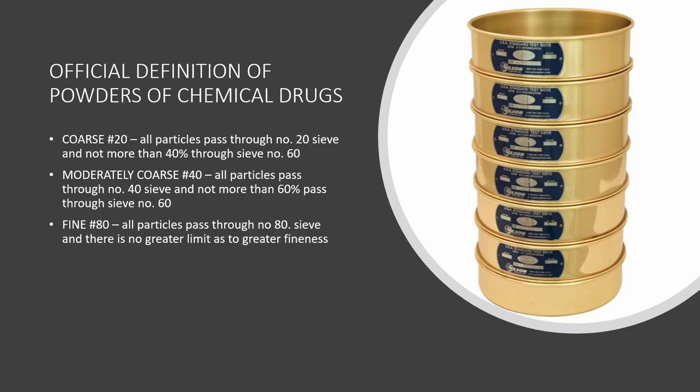So you have coarse, fine, and moderately coarse. Please take note that there is no moderately fine, only moderately coarse. So for coarse number 20, all particles must pass through number 20 and not more than 40% pass through number 60. For moderately coarse, all particles pass through number 40 and not more than 60% pass through number 60. For fine, all particles pass through number 80 and there is no greater limit as to greater fineness. So this is similar to our particle size of our natural sources such as our animals and our plants.